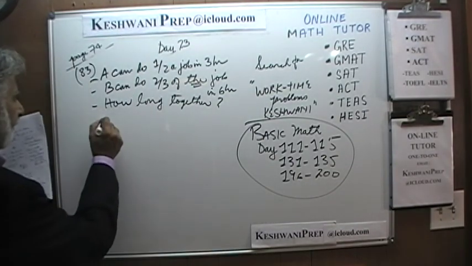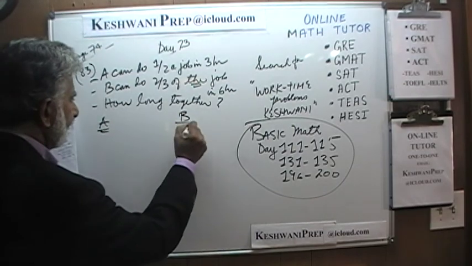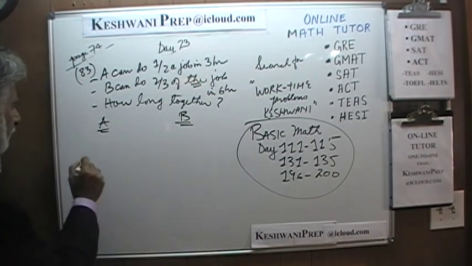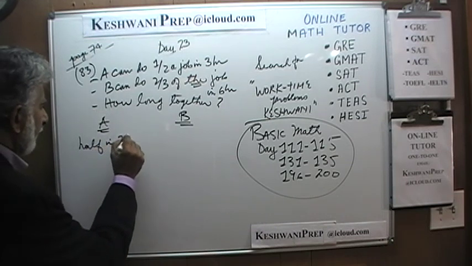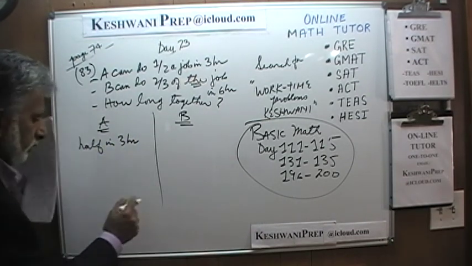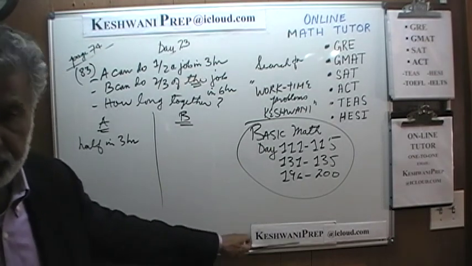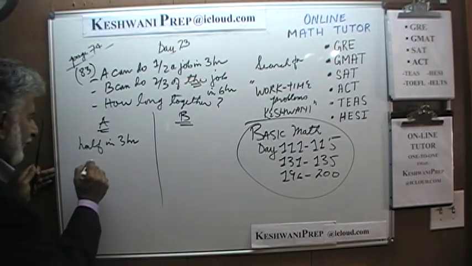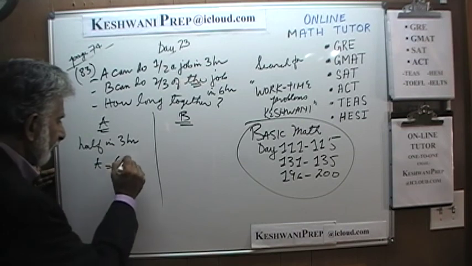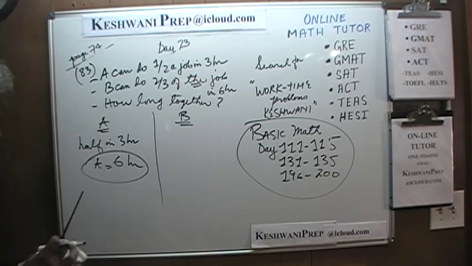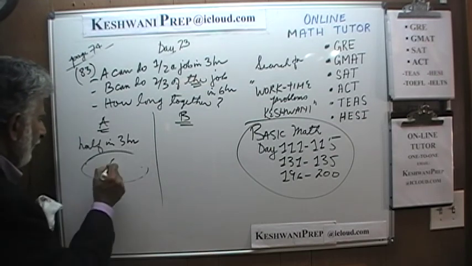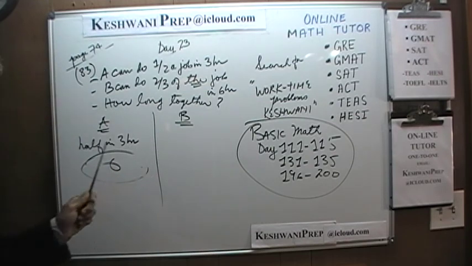So here is our A, and here is our B. A, we are told, can do half the job in 3 hours, which means A can do the whole job in 6 hours. A must be able to do a whole job in 6 hours. A does not equal six. Instead of putting down A equals six, A can do the whole job in 6 hours. Let's see what we can do here.